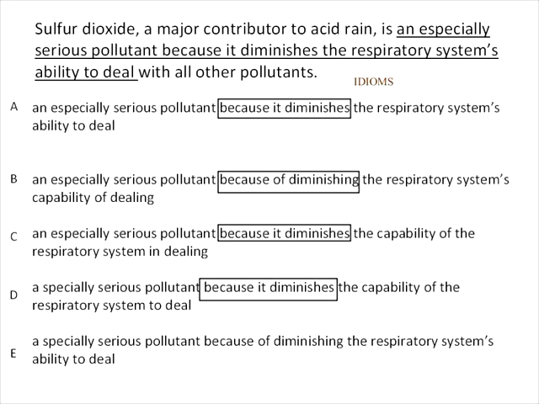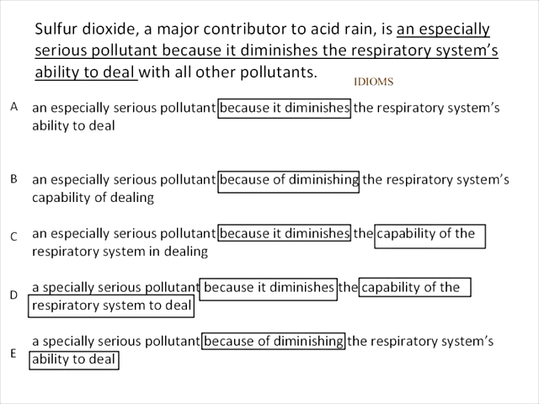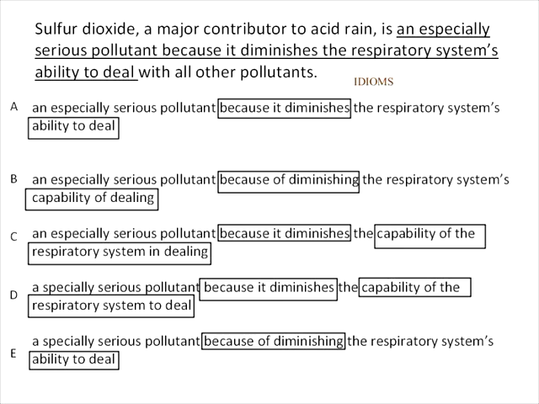There's another one in there, which is 'ability to deal' versus 'capability to deal' versus 'capability in dealing' versus 'capability of dealing.' This is like the idiom of nightmares. And then there's 'ability to deal.' So let's edit those boxes so that we can tell what's in it. So that's a single idiom. And then there's also the word choice of 'especially' versus 'specially.'